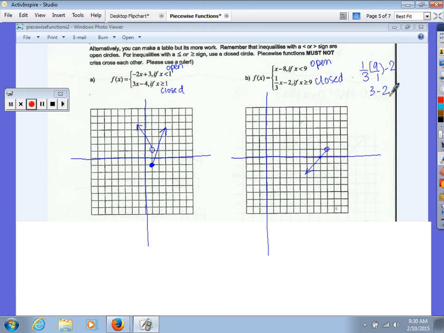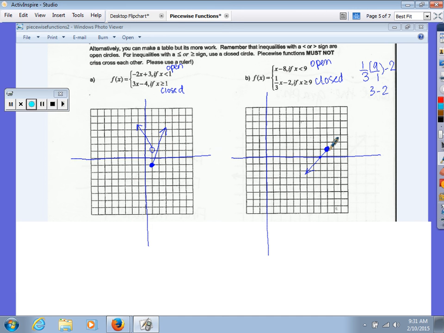9, positive 1. 3 minus 2 is 1. So 9, 1. Now open or closed. What do you notice happens? It's the same point. And that's okay that it's the same point. Now we need to pick another number because I can't just have it chilling there.